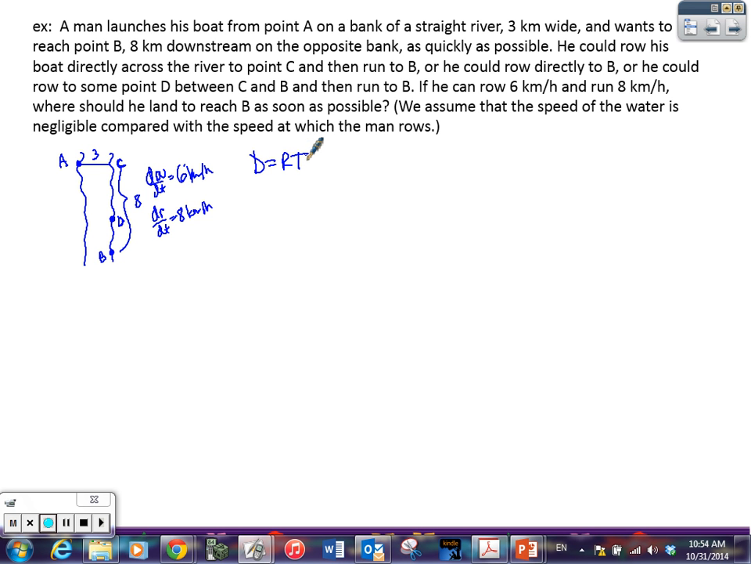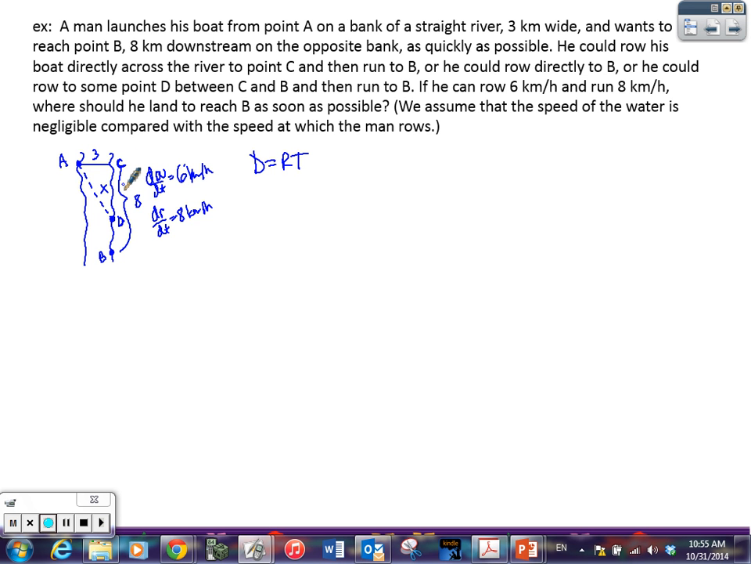But I need a little bit more information before I start using that equation. I need some more on this diagram. I need some variables, like some distances. So what I did is, this is so he can row across and then run. He can row to D and then run, or he can row all the way to B. So I'm calling this distance right here X. The distance between C and D is X. Okay, with me on that?